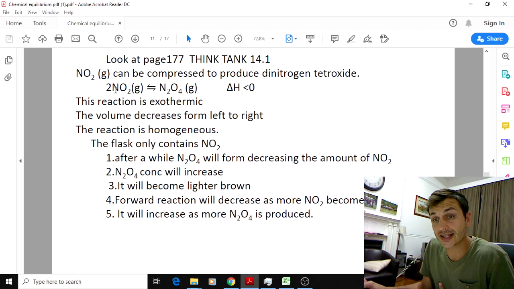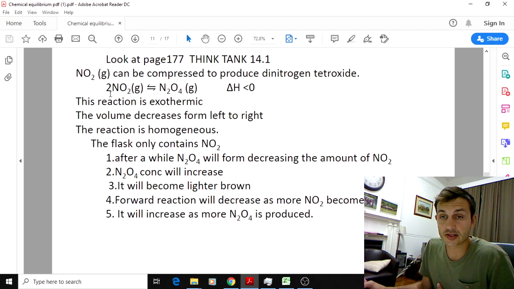So initially the rate of the forward reaction is high, but it slows down as more of this product is formed. And as more of this product is formed, the rate of the reverse reaction will start increasing as well, up until a point where the rate of the forward and the reverse reactions are the same. Okay. So N2O4 concentration will increase as the reaction proceeds.